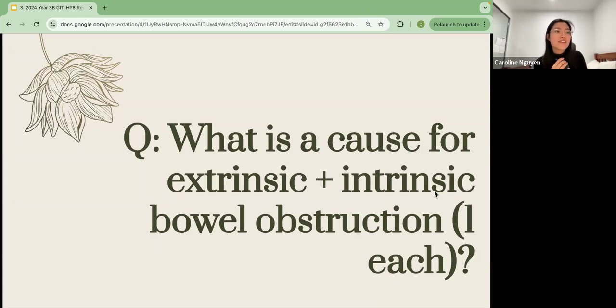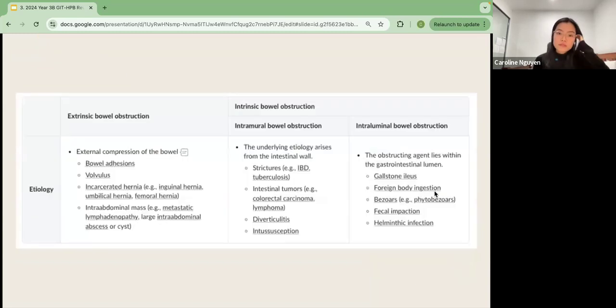Would adhesions count for extrinsic? Sometimes it can be extrinsic, but it can also be intrinsic too. But that's a good one. Definitely adhesions. Oh yeah, adhesions are extrinsic here. And if it's inside, they call them strictures, and that's in IBD.